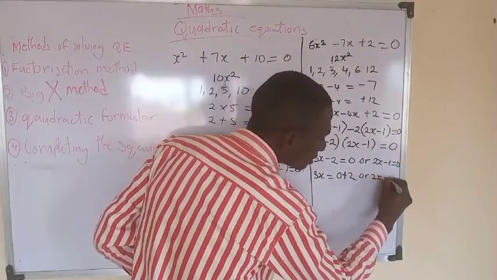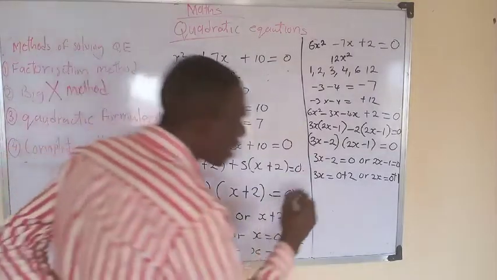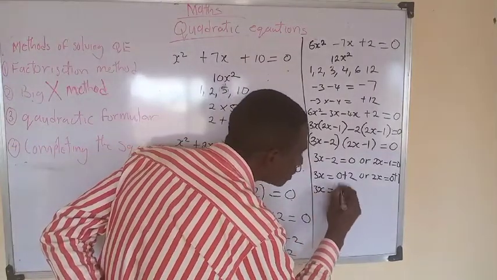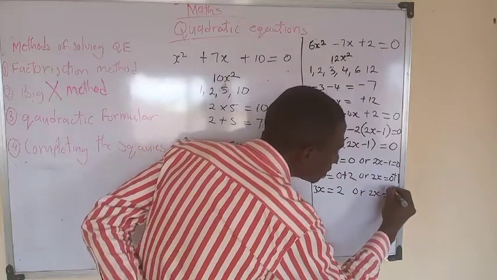Or 2x is equal to what? 0 plus 1. Alright? So that means our 3x will be equal to what? 0 plus 2 is 2. Or 2x will be equal to what? 0 plus 1 is what?